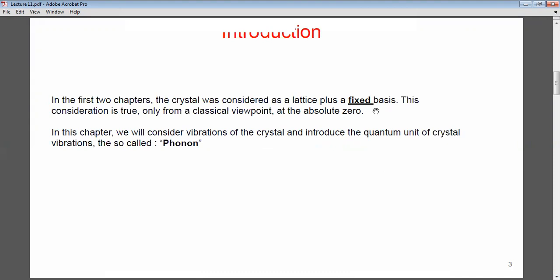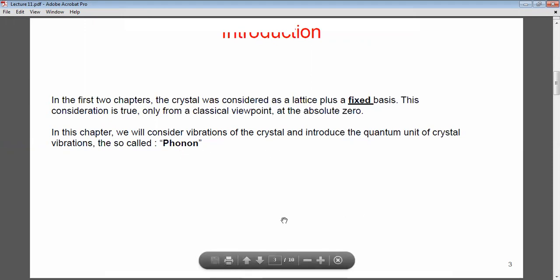However, this is really not what happens in real life. In real life, there is some change in temperature, and this change in temperature will cause the atoms to vibrate. In this chapter, we are going to consider these vibrations. We are going to introduce the quantum unit of crystal vibrations, which is called the phonon.